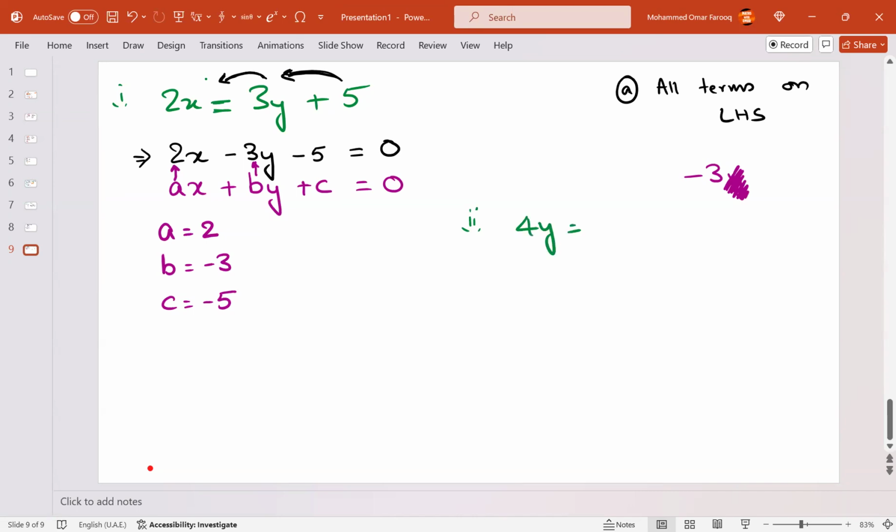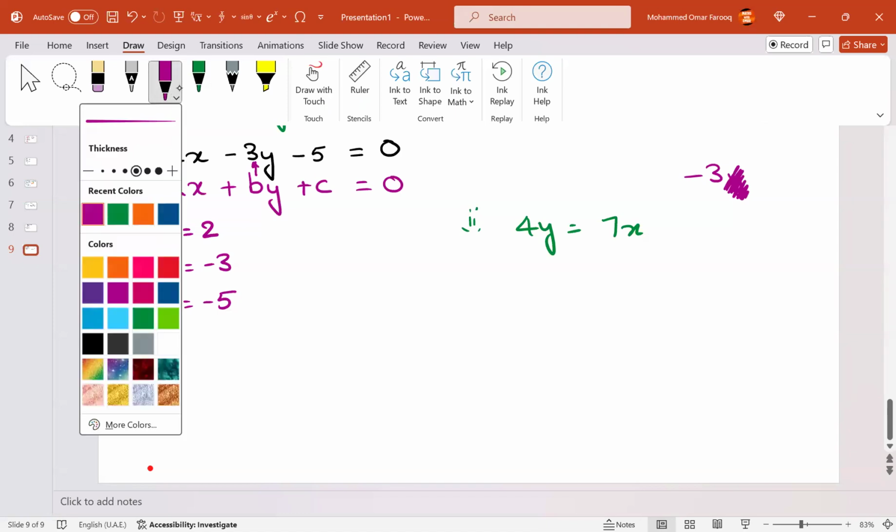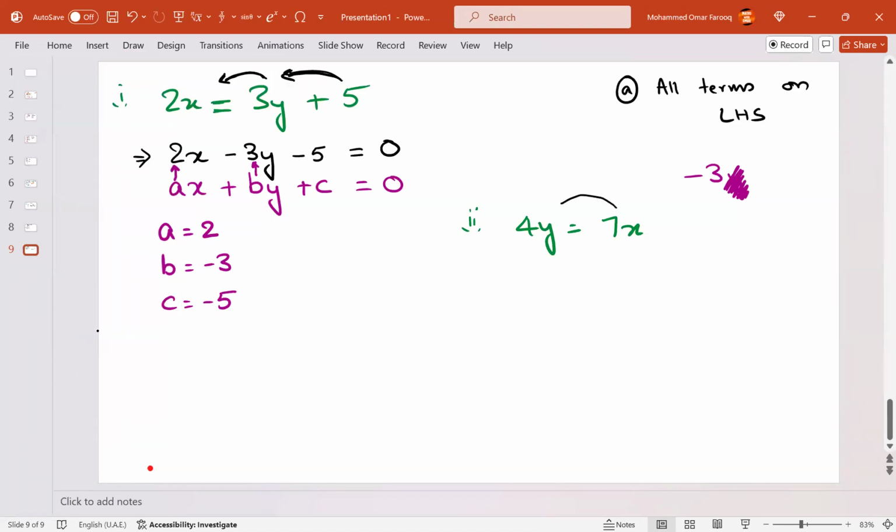4y is equal to 7x. Students, there are two ways to do this problem. Both are right. What we are doing is transposing everything to the left hand side. So already we have 4y, and 7x, when you transpose, becomes minus 7x. And on the right hand side, nothing will be there. It will be 0.